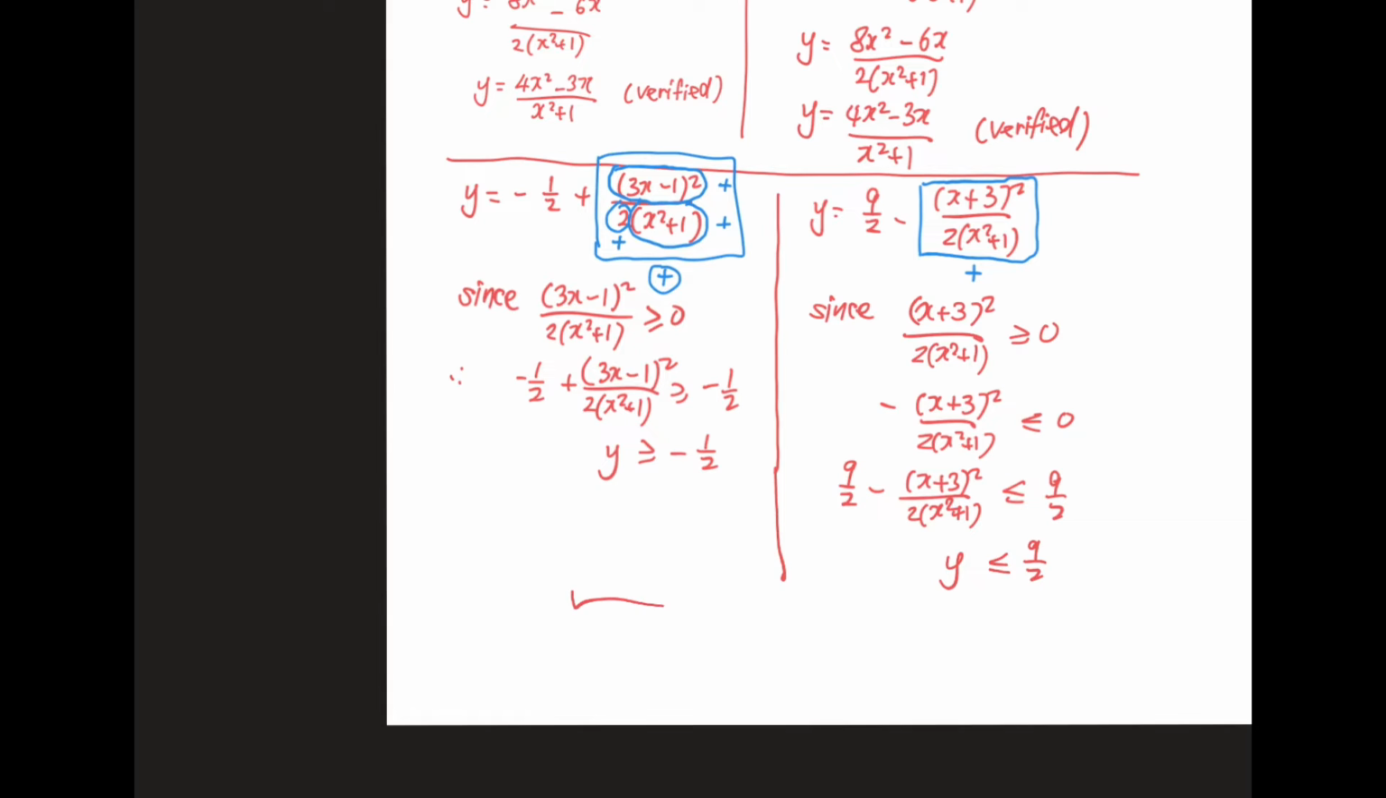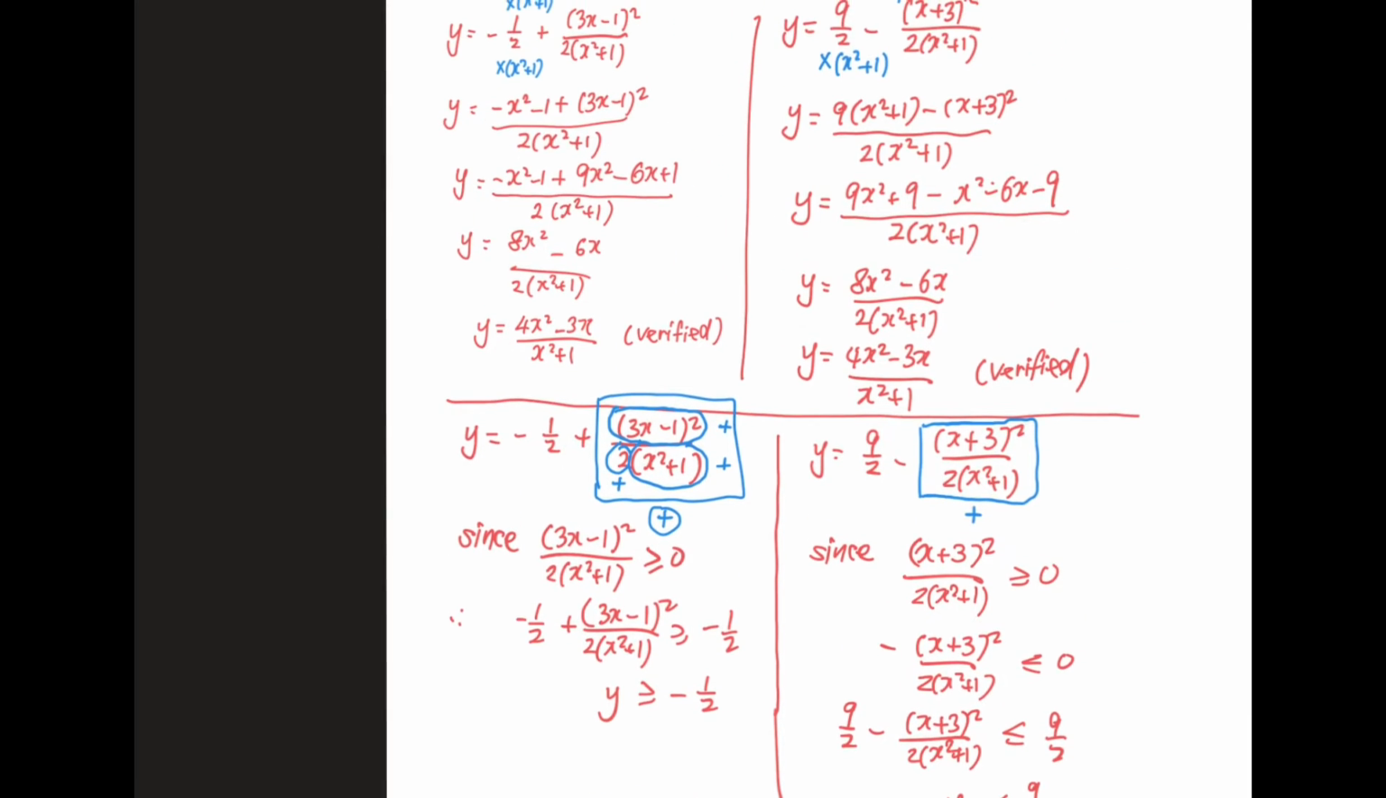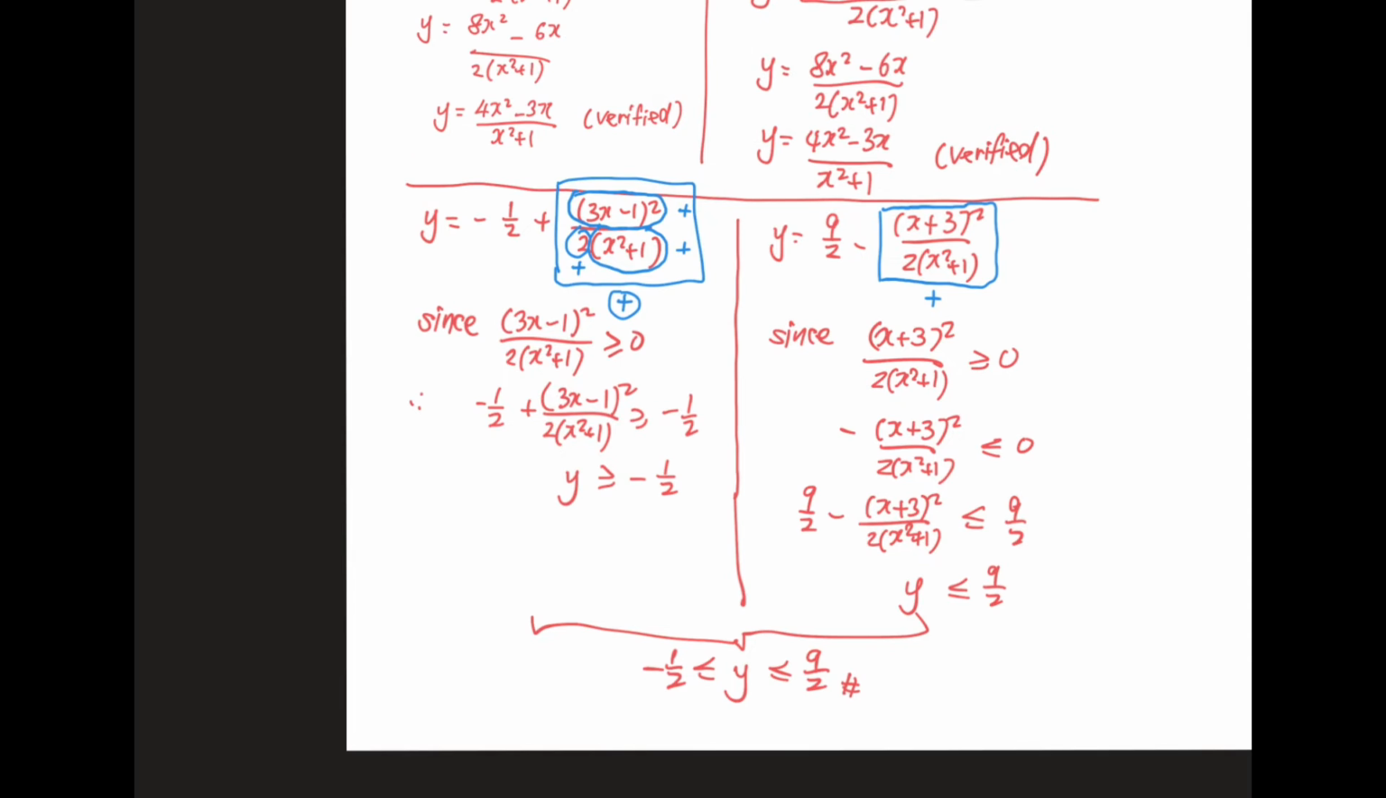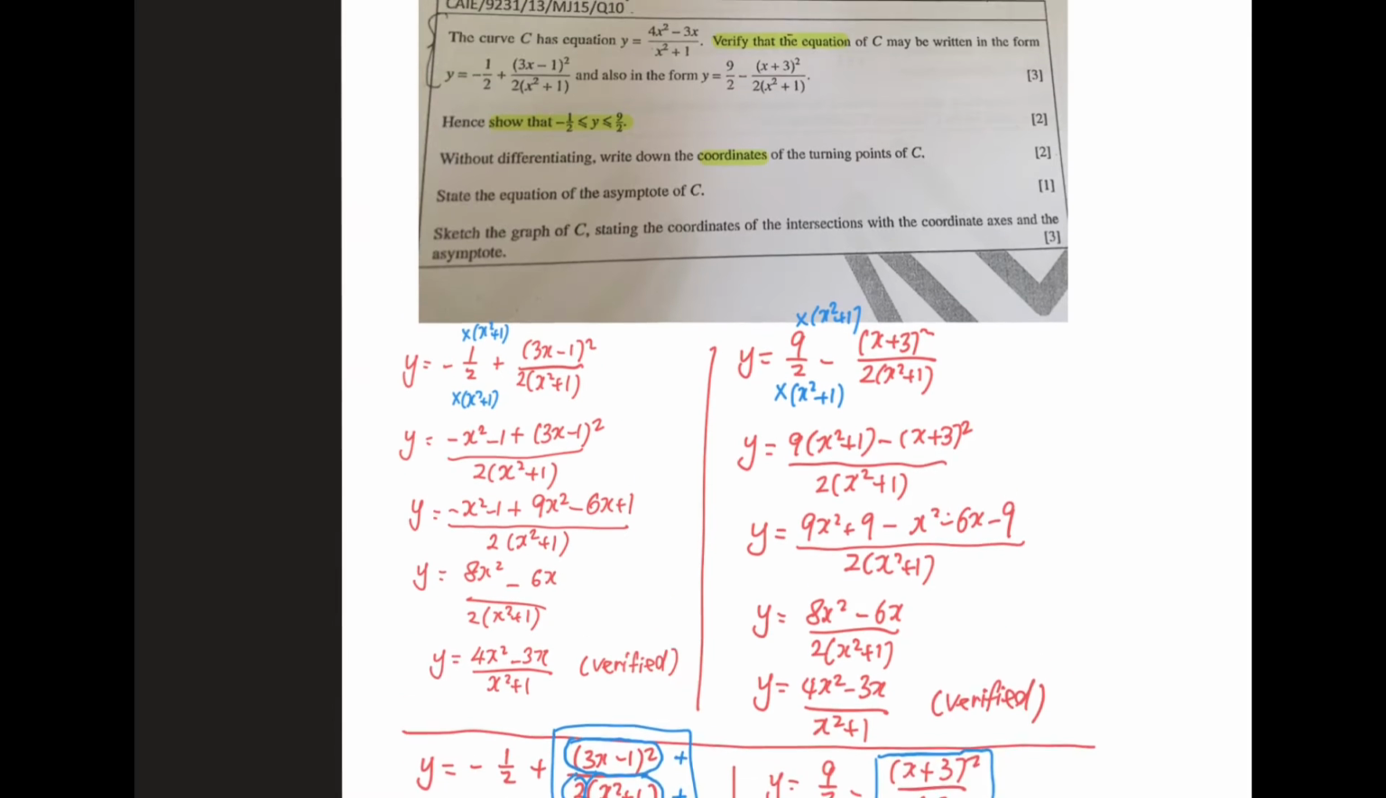Okay, then combine these two results. And then we get y less than or equal to 9/2 and more than or equal to negative half. Okay, so we get to show it. Now let's continue with the next part.